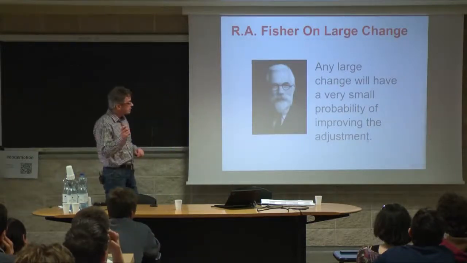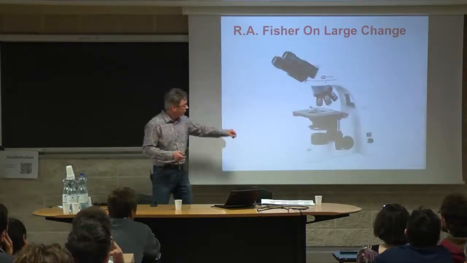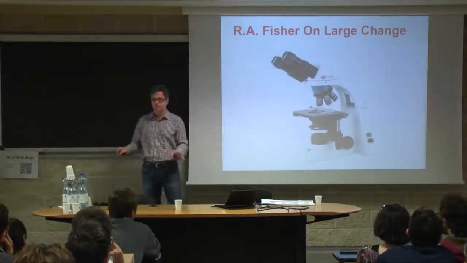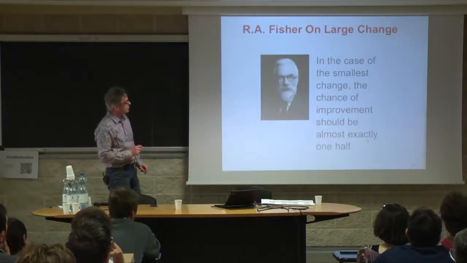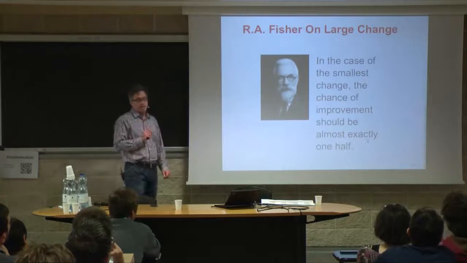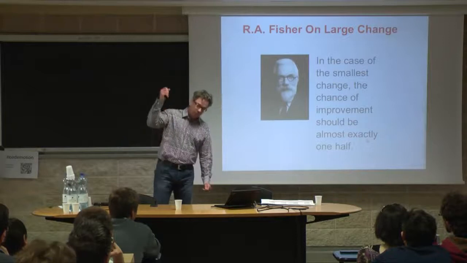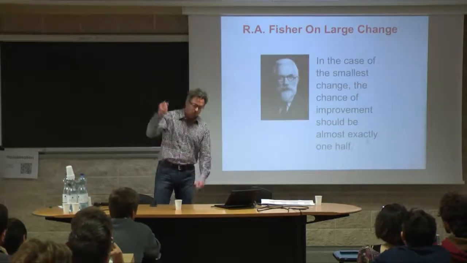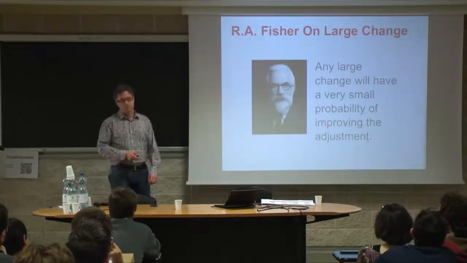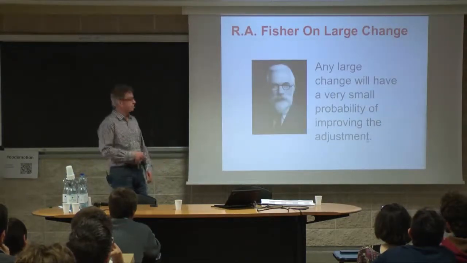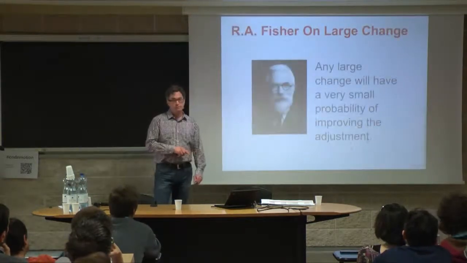He says this: any large change will have a very small probability of improving the adjustment, right? It's relatively in focus, so you crank the thing in one or two directions, it's going to go out of focus every time, right? But he says this: in the case of the smallest change, the chance of improvement should be almost exactly 1/2. Now, for a lot of managers, 1/2 is unacceptable. Pound the shoe, unacceptable. I want 99.9% certainty. You say, look, this is basically infinitely better than this. That's a really good improvement. So if we can get half, that's really, really good. That's a big improvement over 0.